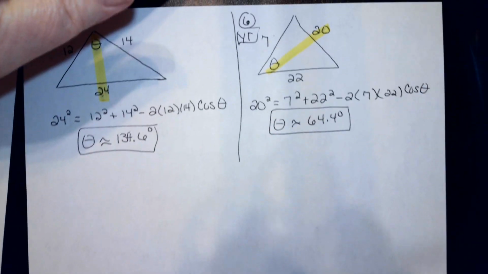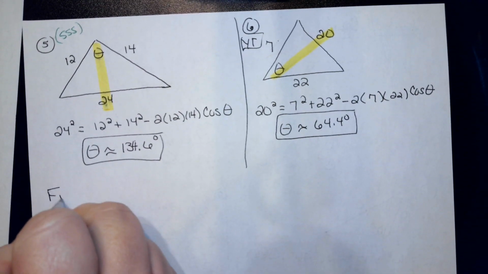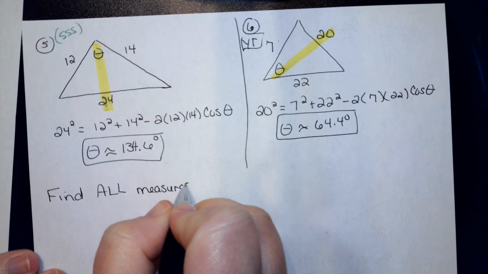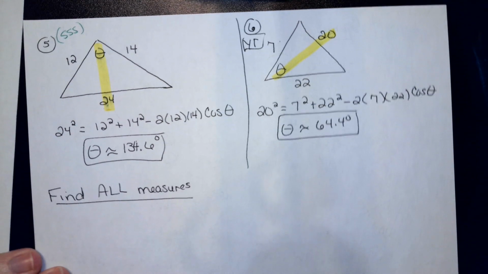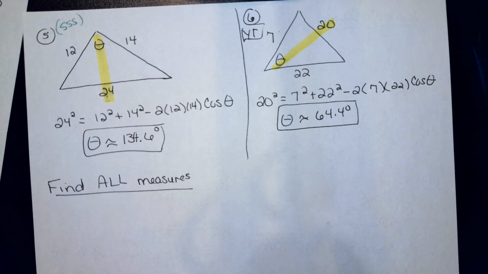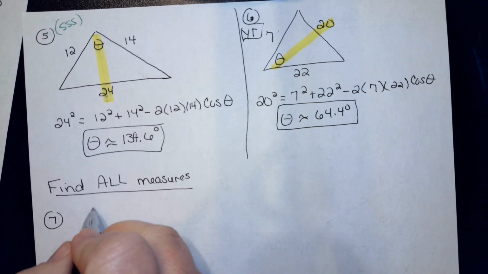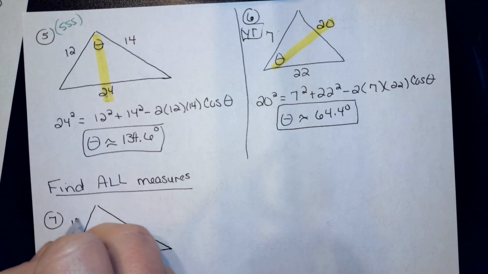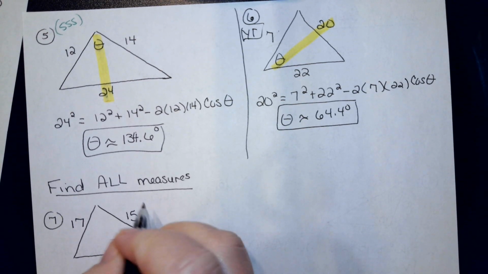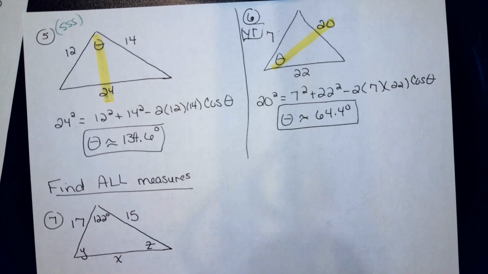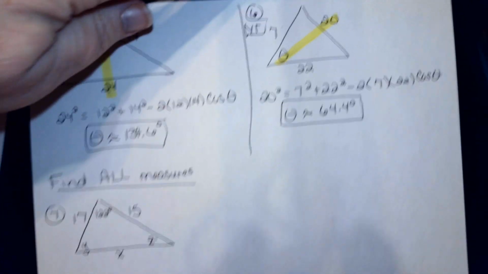Alright, we're down to our last 2 examples. So for these last 2, we want to find all the measures, so every missing angle and side. So we want to come right here, we want to find x, y, and z.